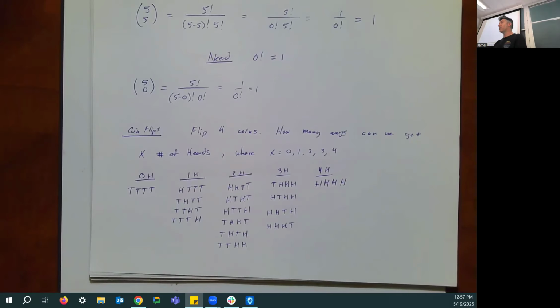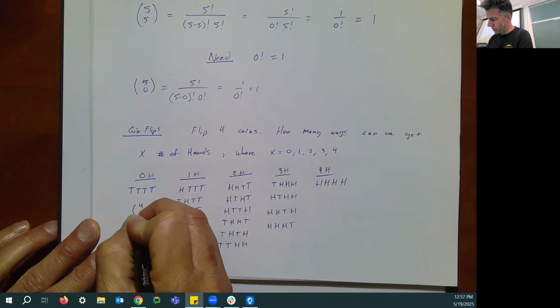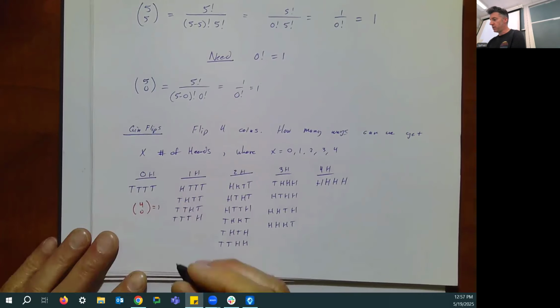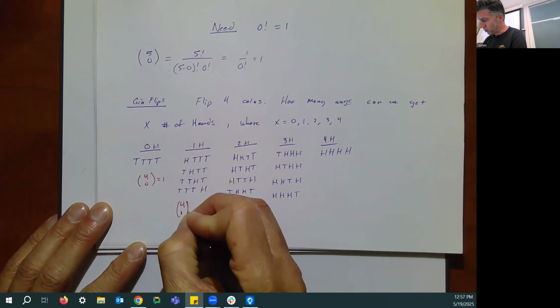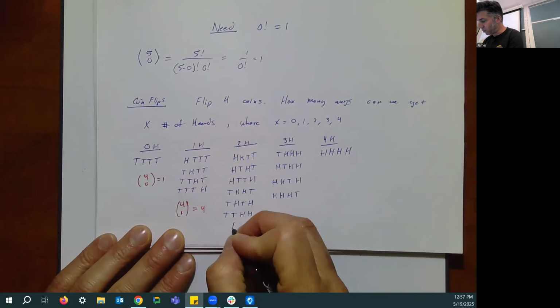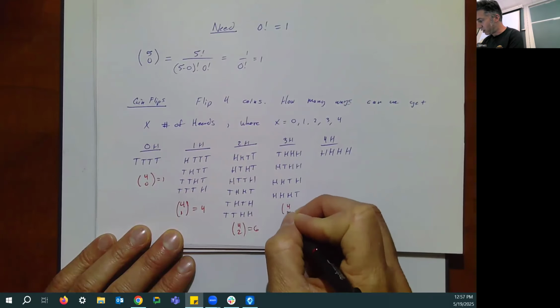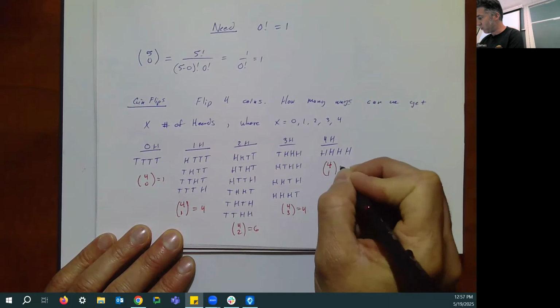These are exactly the numbers you would get if you just said, oh, that's 4 choose 0. There's exactly one way of getting 0 heads. This is going to be 4 choose 1, which is equal to 4. There's exactly 4 ways of getting 1 head and 3 tails. This is going to be 4 choose 2, which is equal to 6. This is 4 choose 3, which is equal to 4. This is 4 choose 4, which is equal to 1.